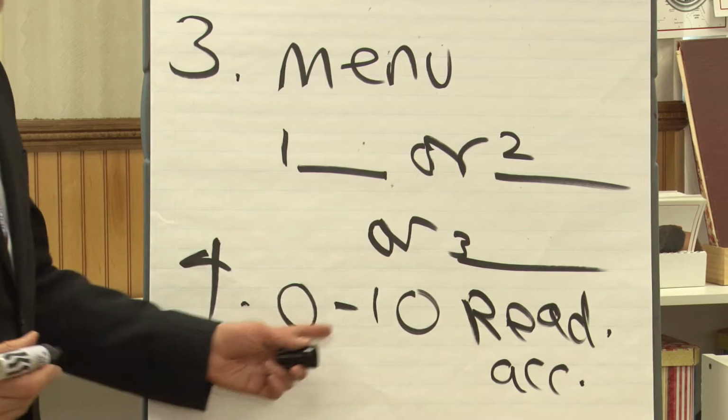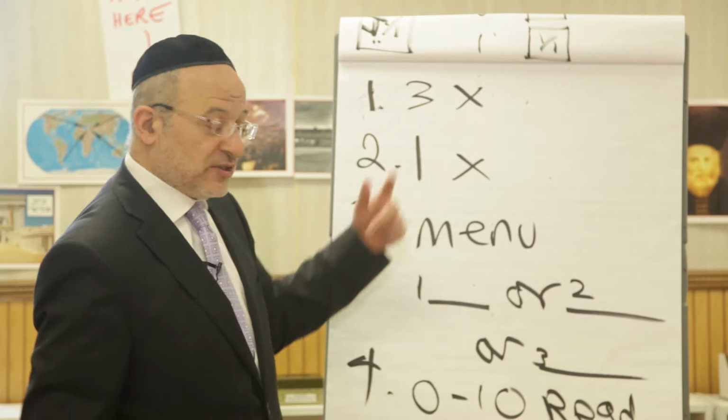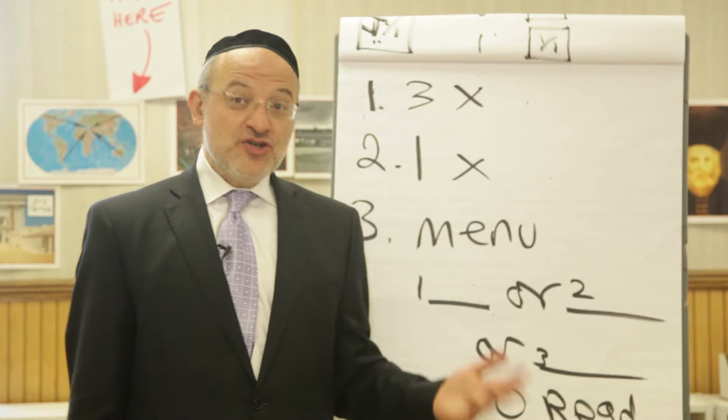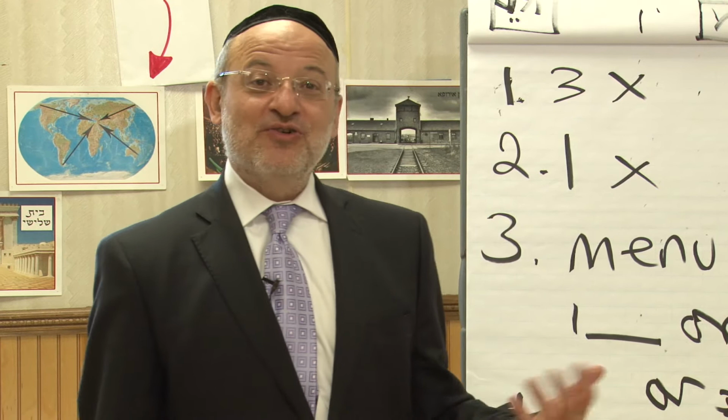So if you make a mistake in every single word in the same pasuk you read at the beginning, you'll score yourself a 0. If you make no mistakes, you score yourself a 10. If you make a few mistakes, you decide what number score you should give yourself.